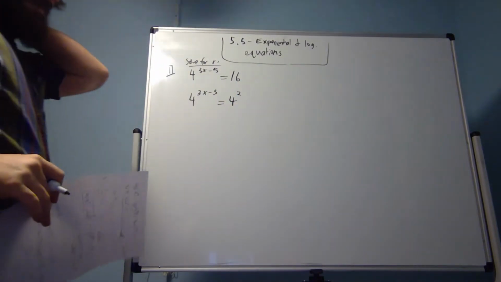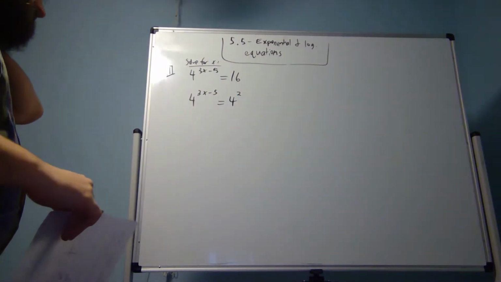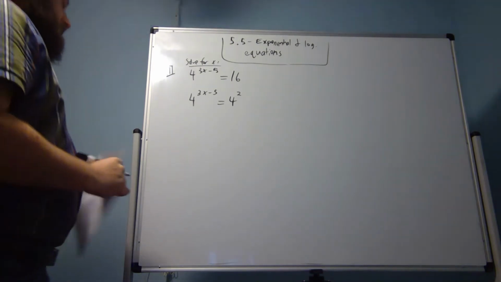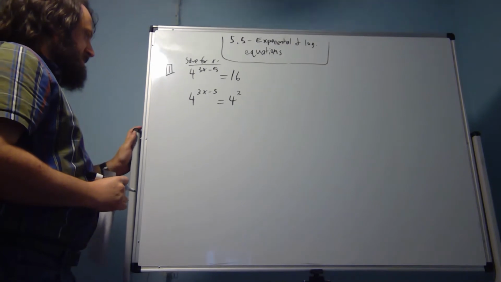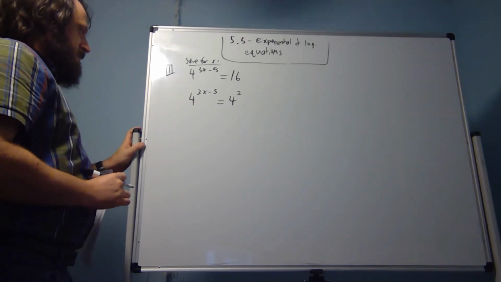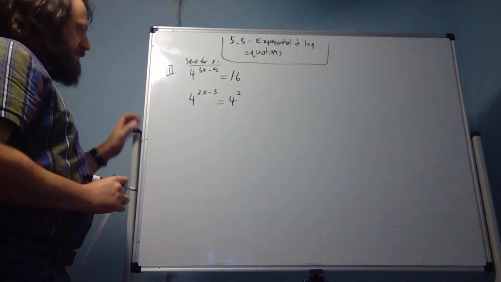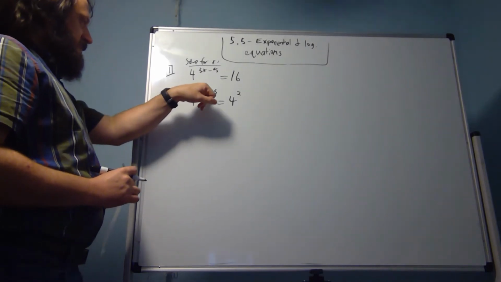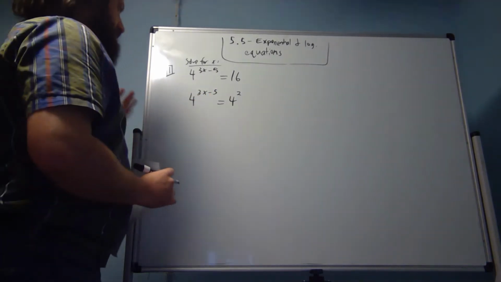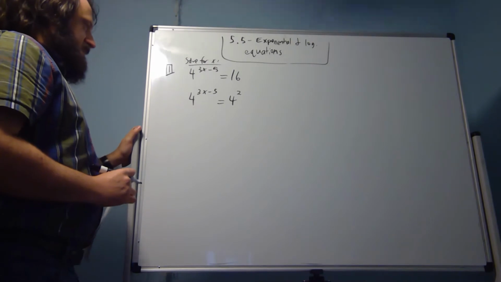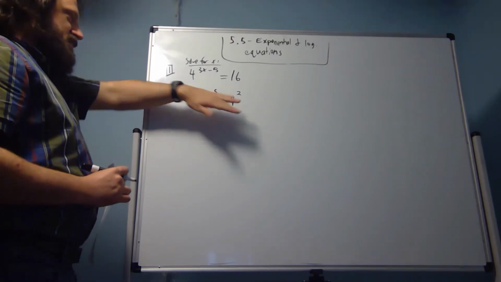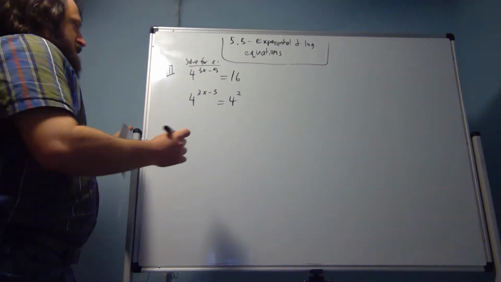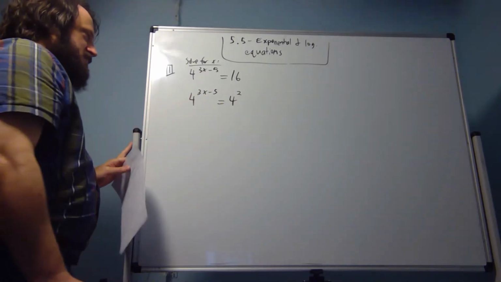One thing that the book just says as a principle is that if you have an exponential equation and both sides have the same base, so it's b to the x is equal to b to the y, then it automatically follows that that's equivalent to just saying that the exponents are equal to each other. That's the same thing as taking log base 4 of both sides.